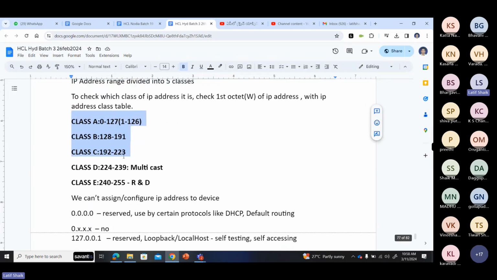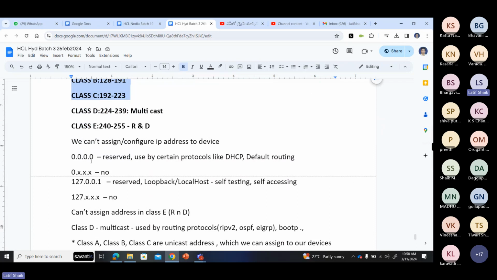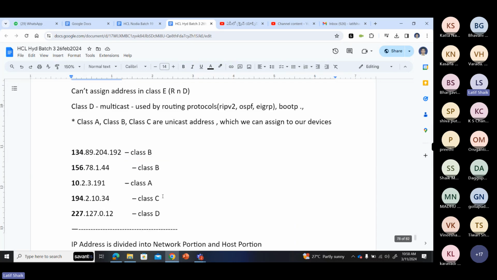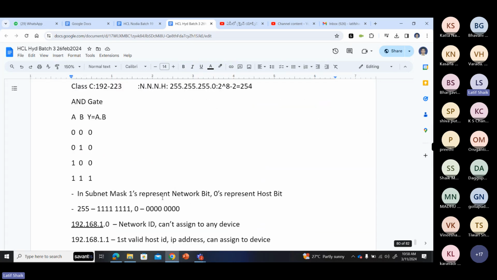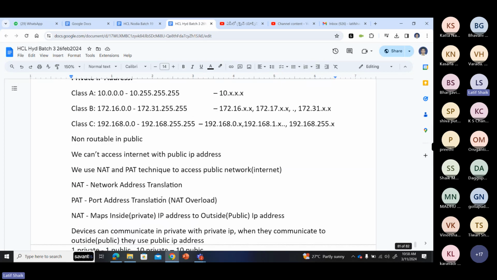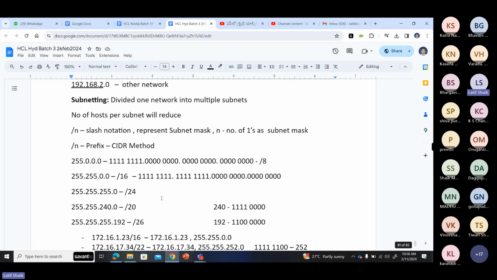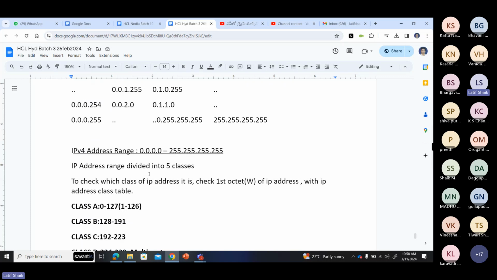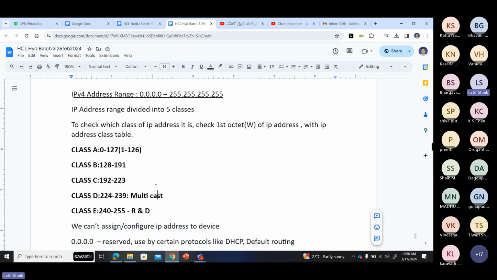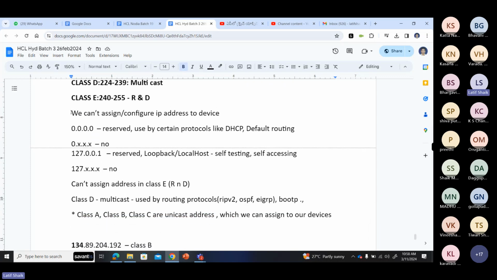Out of this, there are mainly 2 IP addresses we cannot assign to the devices. Of course, there is one more IP address that I didn't tell, but I will add it here later. We cannot assign or configure certain IP addresses to a device. What kind of IP addresses?